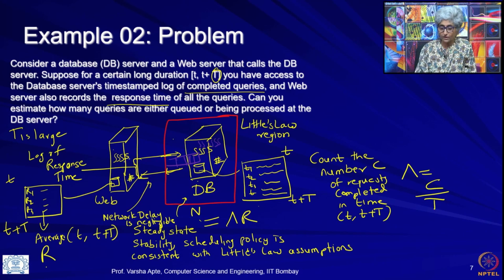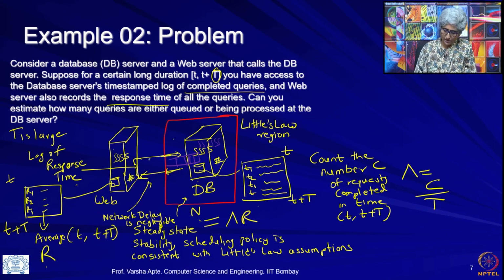Since we are recording the elapsed time, the response time, at the web server, we are also assuming that this time is dominated by the time at the database server, and that the network delay and all other delays are negligible. But I wanted to give this example to show that in real life, when you are trying to apply queuing systems, you do have to make some reasonable assumptions.